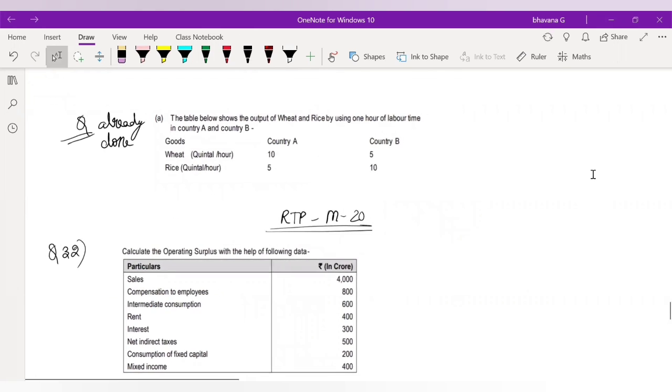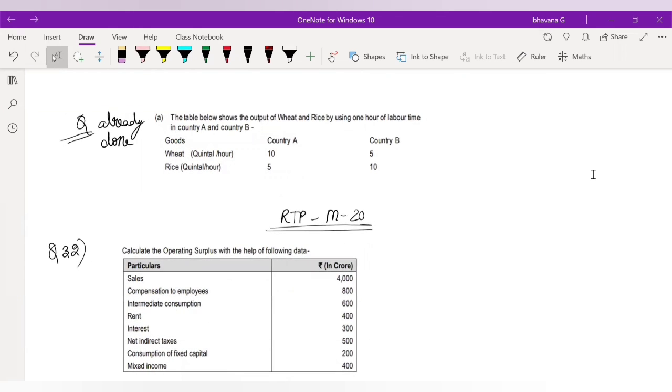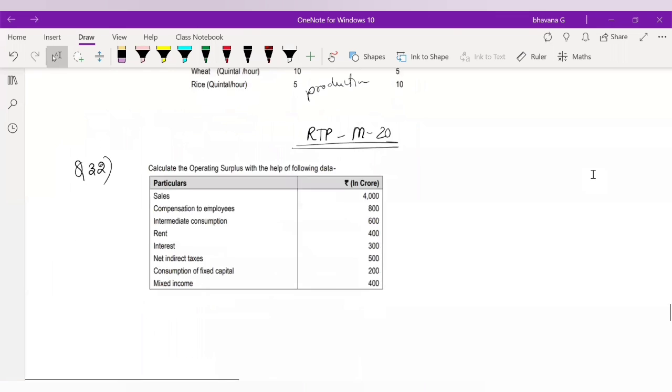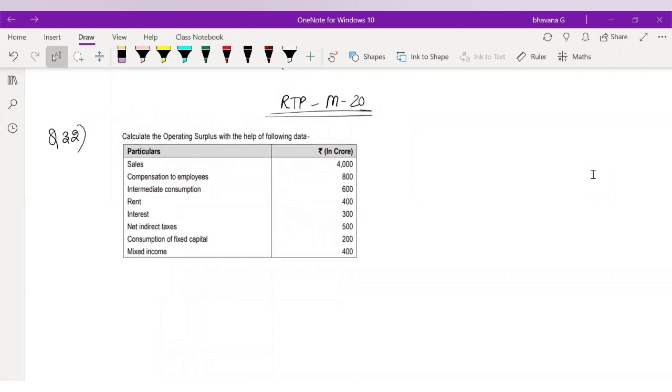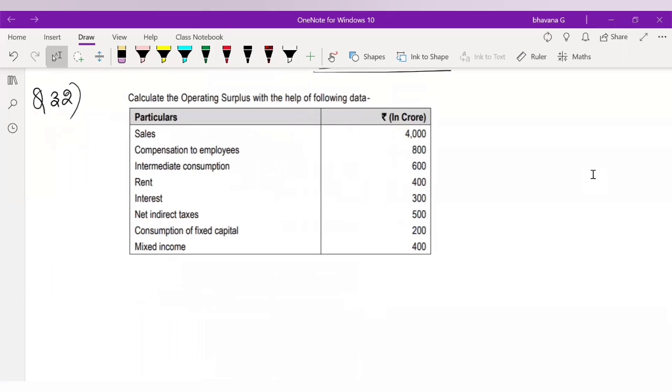So this question, just see, we already did this one at the first, when I was doing the productivity question. Okay guys, now we have completed 4 RTP papers. Now we are moving on to our 5th RTP paper. Okay, so now let's start.